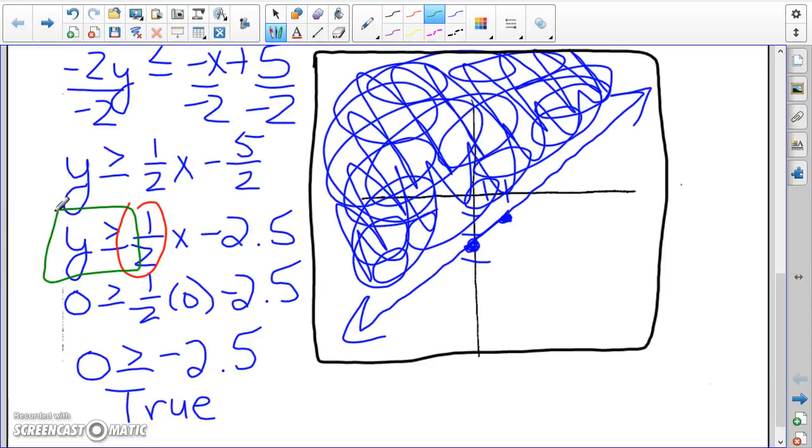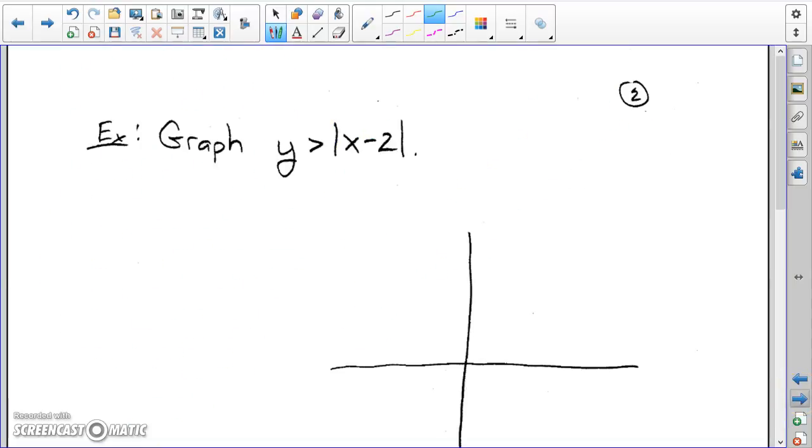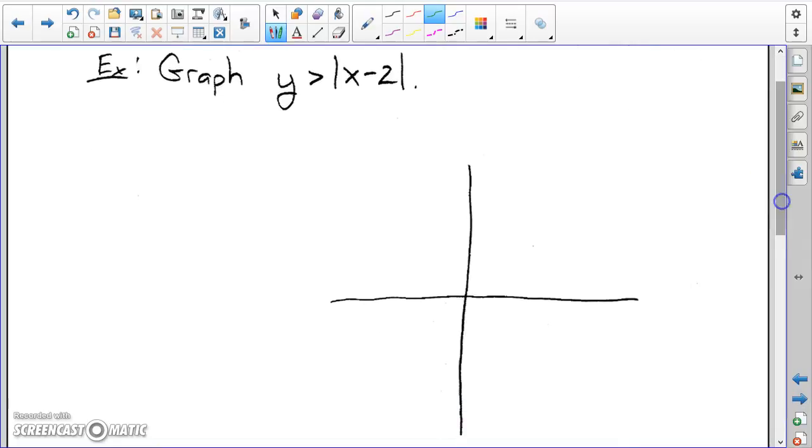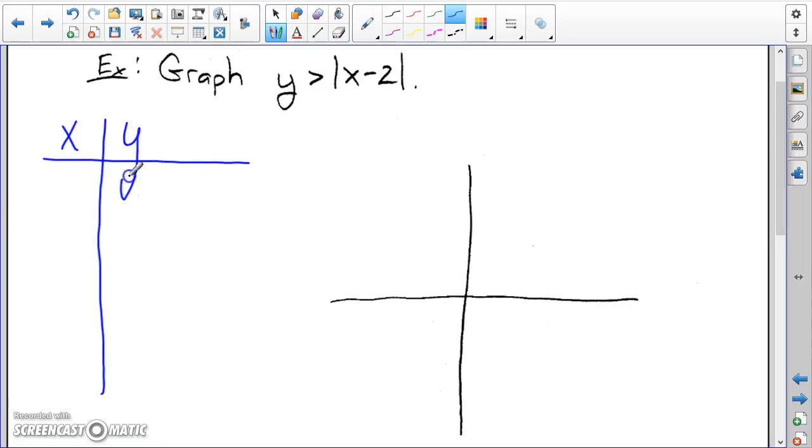Alright, next example. Oh, toss in an absolute value. Alright, we can handle that. We graphed absolute values before. To graph an absolute value, if we treat this as just an equal sign, an equation, we're going to make a table. So let's first think about how we would graph the equation y equals the absolute value of x minus 2, and then we will just shade accordingly.